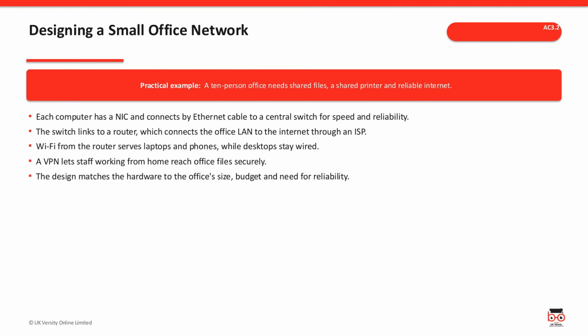Let us design a network for a 10-person office that needs shared files, a shared printer, and reliable internet. Each computer gets a network card and connects by Ethernet cable to a central switch for speed and reliability. That switch links to a router, which connects the office LAN out to the internet through the provider. Wi-Fi from the router then serves the laptops and phones, while the desktops stay comfortably wired, and a VPN lets anyone working from home reach the office files securely. Every choice here matches the hardware to the office's size, budget, and need for reliability.